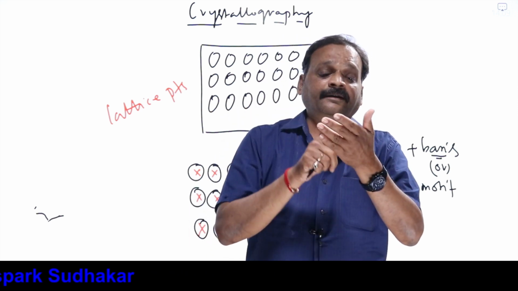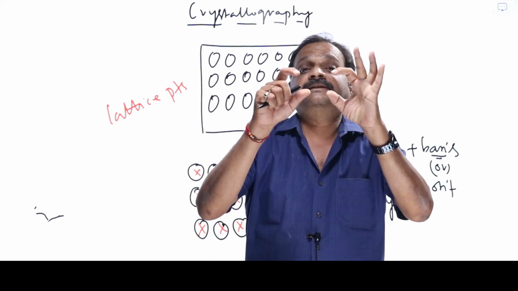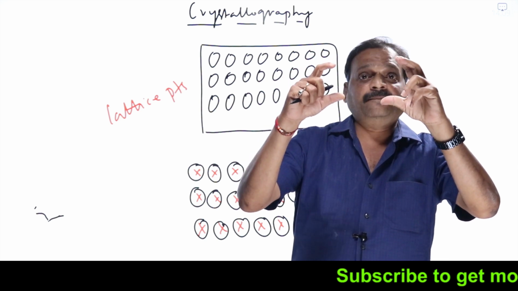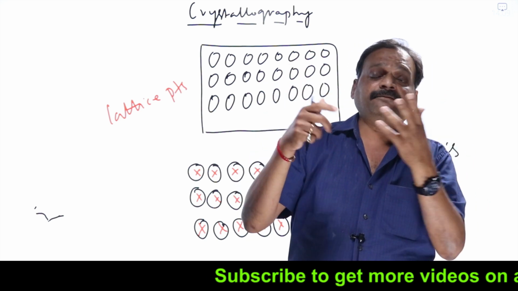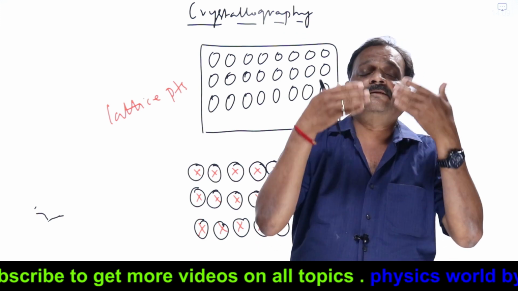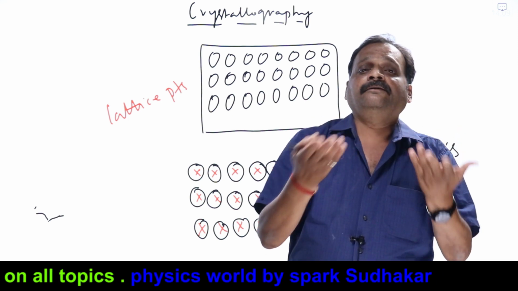Similarly, copper, silver, gold, these three are known as noble metals. They all crystallize in the FCC structure. So if I study the lattice structure of copper, it is sufficient. I don't have to study silver and gold structures. Why? Instead of copper atoms, if you put silver atoms, you will get a silver crystal. Replace silver with gold, you will get gold.